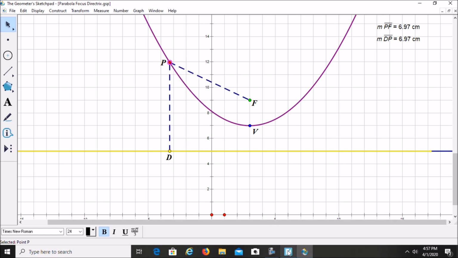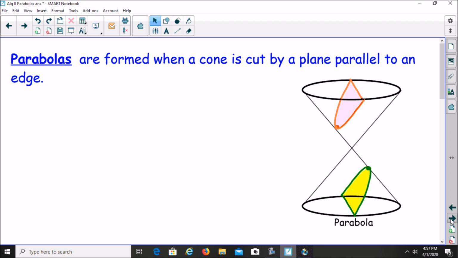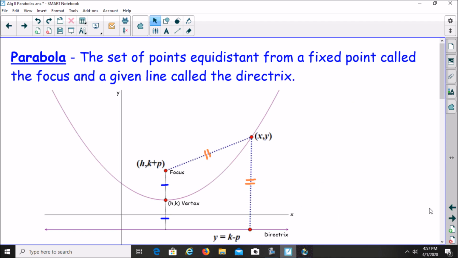So, a parabola is the set of points equidistant from a fixed point called the focus and a given line called the directrix. That is the locus definition for a parabola.